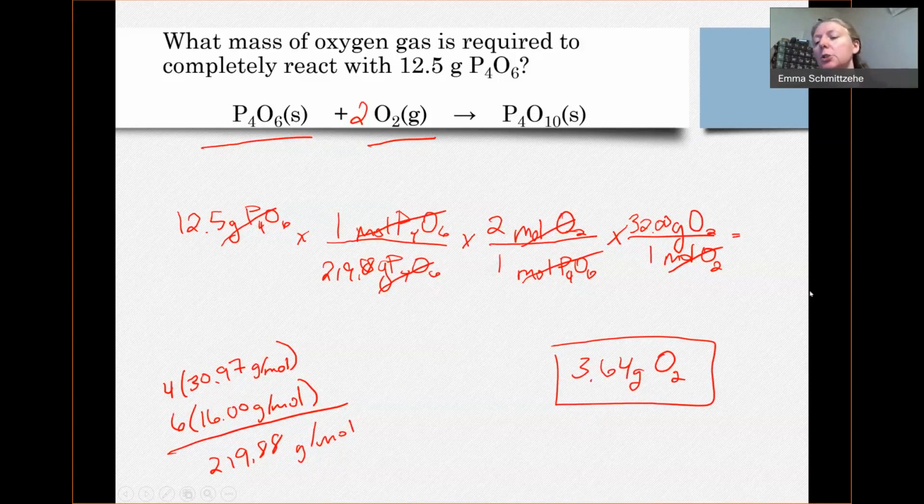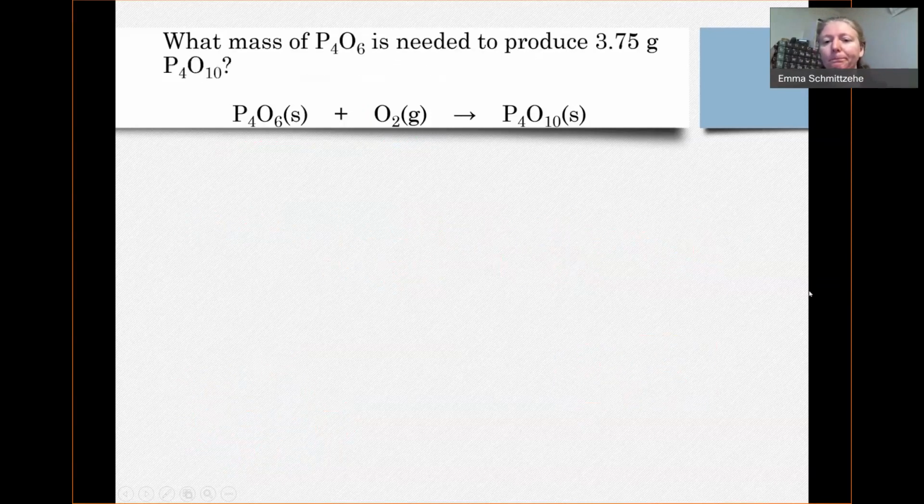Now, let's do another one. So we're going to use this same reaction. So it'd probably be helpful if I carry my balancing. This should be a 2. And I want to know what mass of P4O6 is needed to produce 3.75 grams of P4O10. Okay, and so now I have an amount of product and I want to know how much reactant I need.